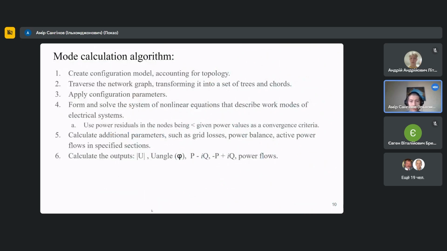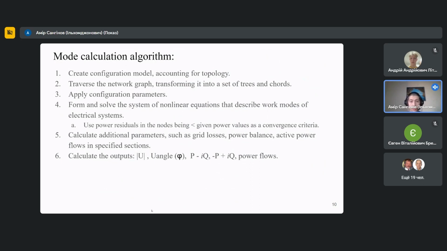Once the configuration model is created, accounting for the modified configuration topology, we select nodes with fixed voltage magnitude or fixed voltage vector as pivot nodes. Then the electrical network graph is traversed with a breadth-first search, although you can use any search, transforming it into a set of trees and chords. Pivot nodes serve as the roots of the trees. Now we apply configuration parameters to the configuration model.